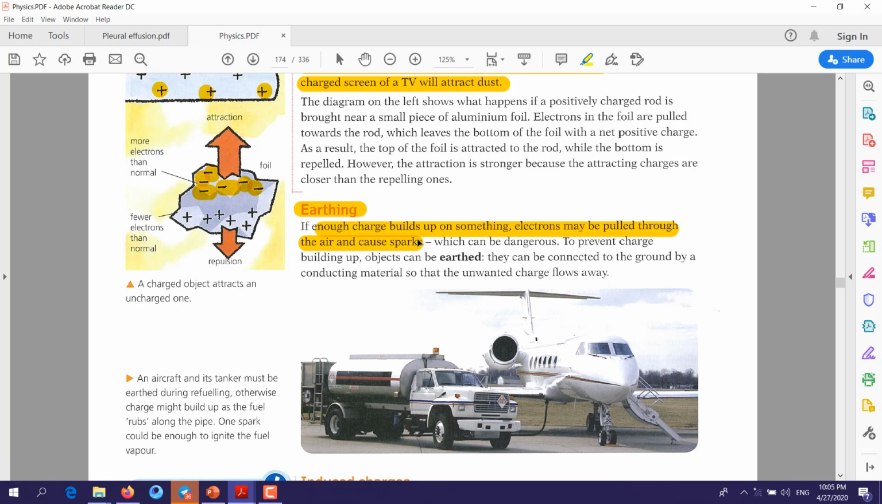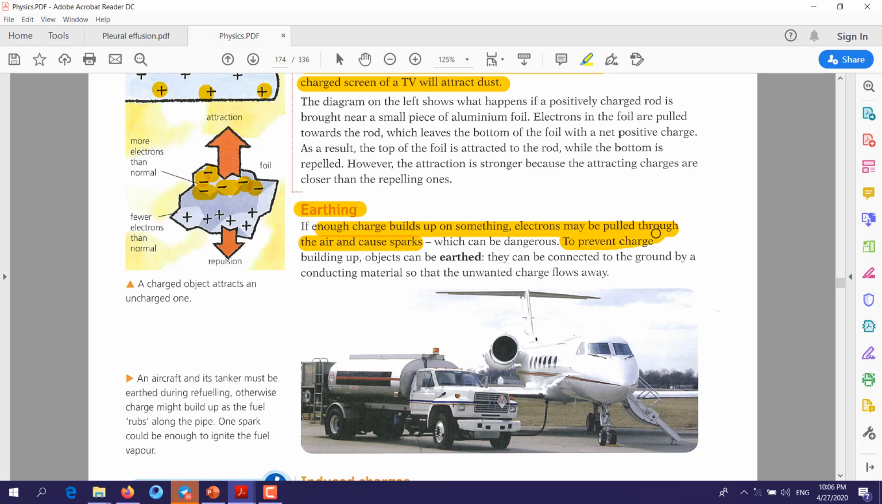So to solve this problem, people, for example, put a wire from the object and connect it to the earth. In this case, if any charge tries to build up in this object, because it is now connected to the earth, all of these charges will go to the earth. It is one of the ways for safety.